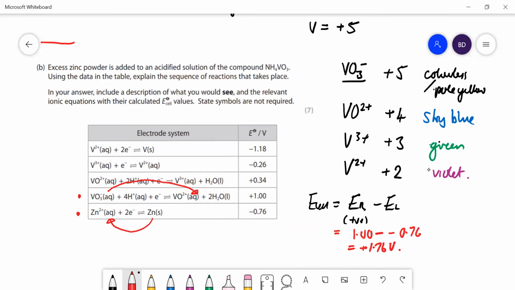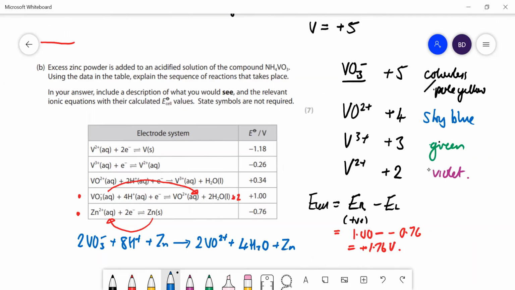Balance the equation for that. Well, we're going to have to multiply this one by 2 because that's only a one electron process. So we're going to have 2 VO3 minus plus 8H plus, plus zinc this time, goes to 2 VO2 plus and 4 H2O, and we're going to get Zn2 plus ions. That's our ionic equation for that one.